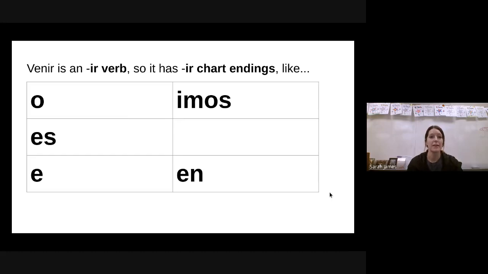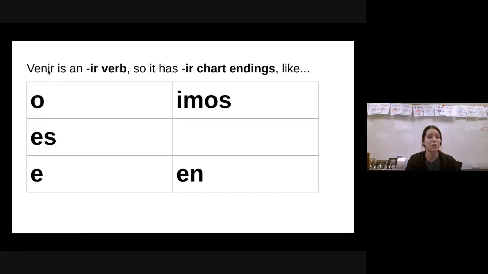All right, so that being said, venir is an IR verb, which is the only difference between tener and venir. Okay, tener was an ER verb. So it had one box different. Hopefully you remember what I'm talking about. If you don't, copy this chart down. This is the IR endings for any verb that ends in IR. So since venir ends in an IR, it's called an IR verb. It's going to have these endings stuck at the end.